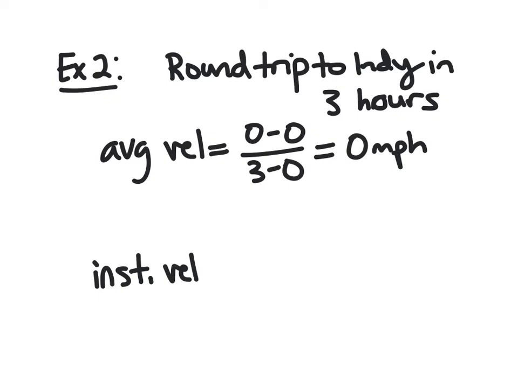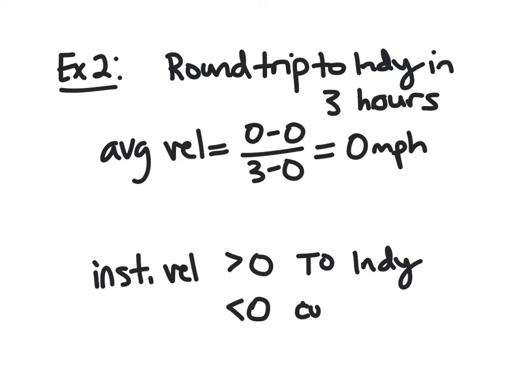But what about instantaneous velocity? Well, obviously if we traveled 100 miles, we had to be going at a speed above 0 for this whole time. But our velocity, well, as we leave and go to Indy, we're going to be increasing our position, right, away from home. And so our velocity will be greater than 0, or positive. And as we come back, our position is getting closer to home, it's decreasing. And so coming back home, our instantaneous velocity will be negative.